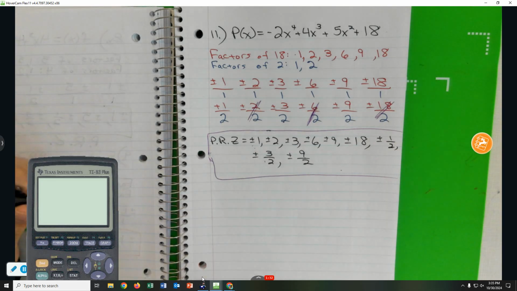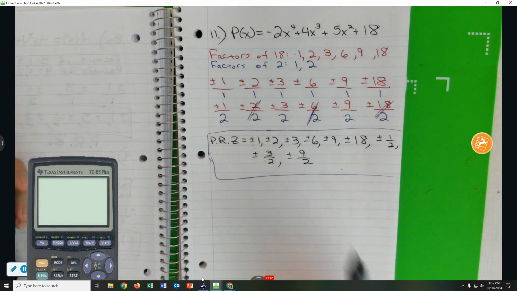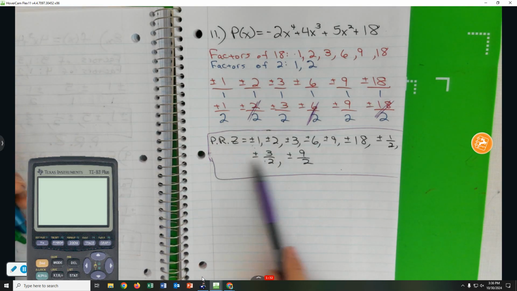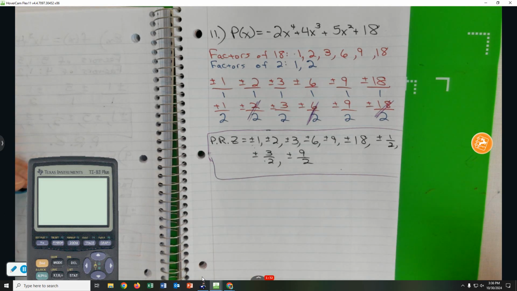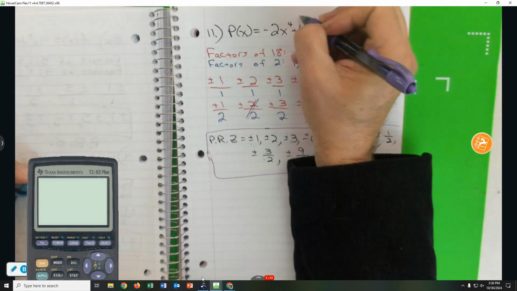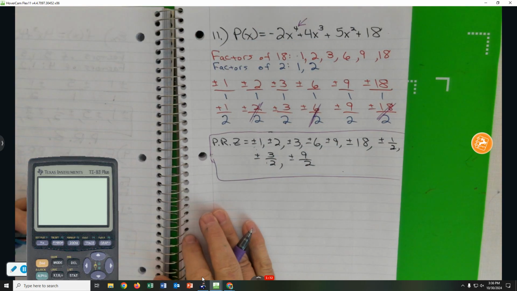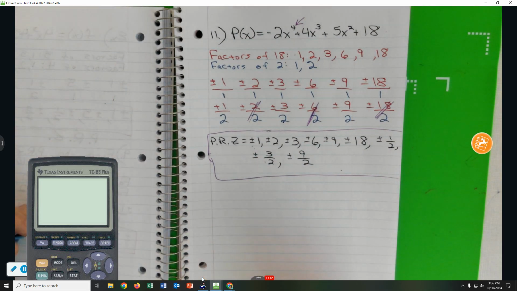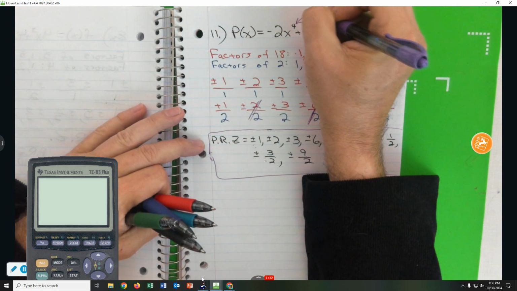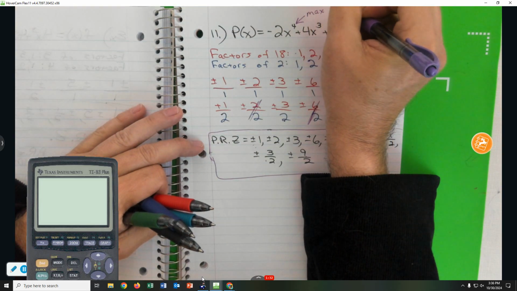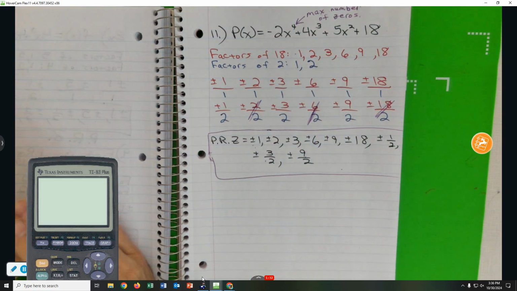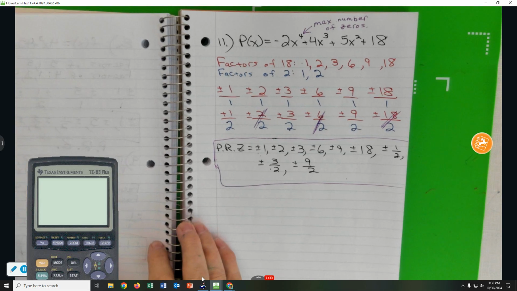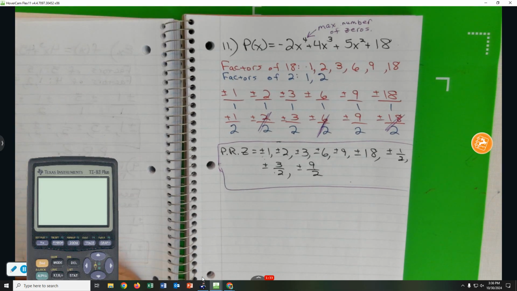Now, just for the record, what's the maximum number of zeros we could possibly have? There are 18 possible, but in reality, there can't be more than how many? Yes. That biggest exponent says that's the maximum number of zeros possible. Max number of zeros. Any questions there?